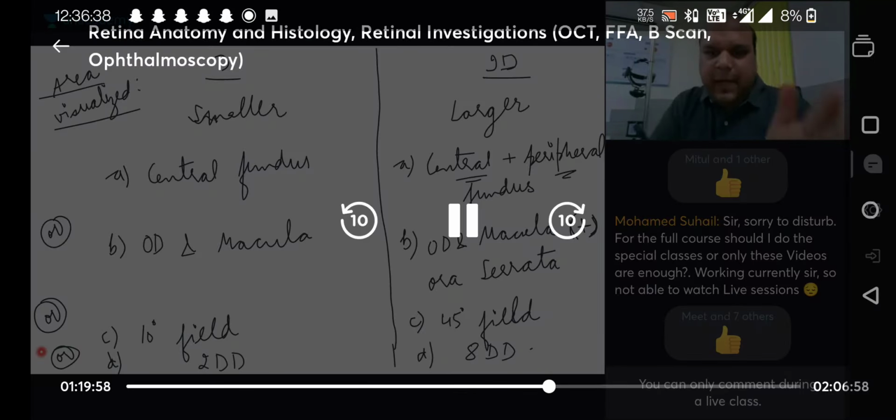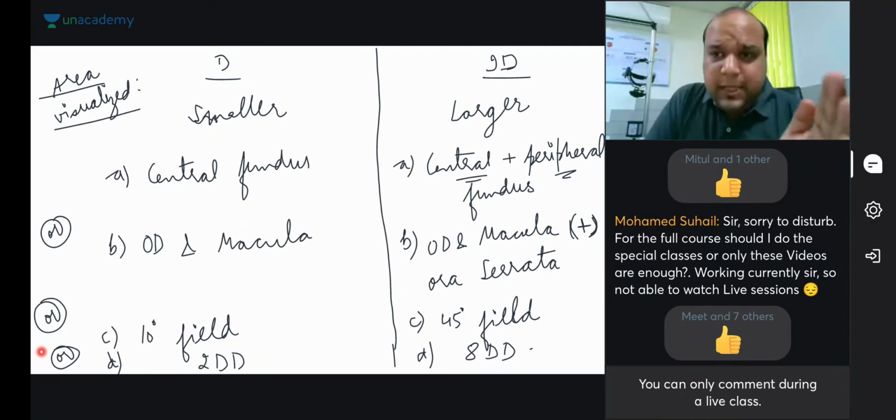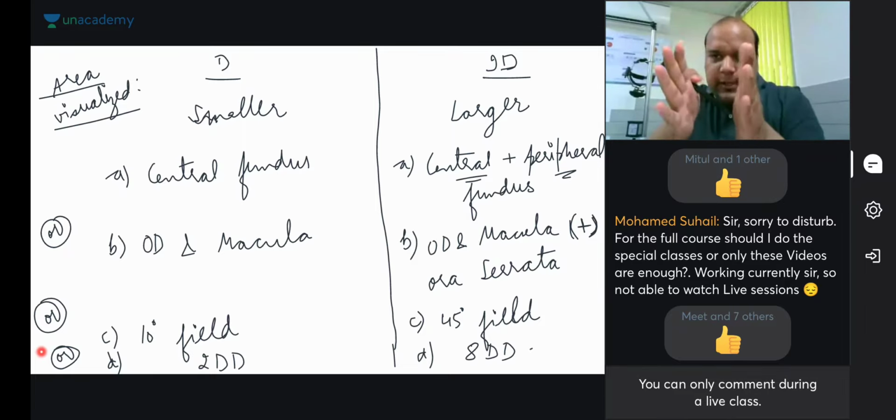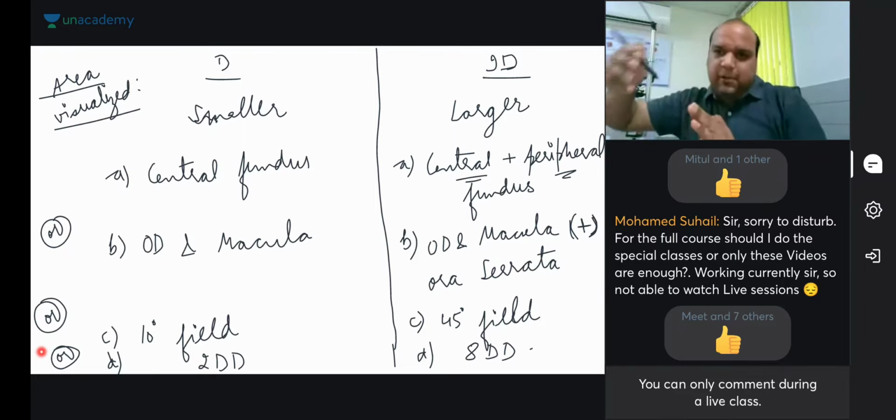I hope you have written the differences between direct ophthalmoscopy and indirect ophthalmoscopy in terms of area visualized. Because the area visualized is small, it is central fundus, optic disc and macula. The field of view is small, 10 degree. The area visualized is 2 dd. Larger is central plus peripheral, because it is peripheral plus ora serrata, larger field, larger area.